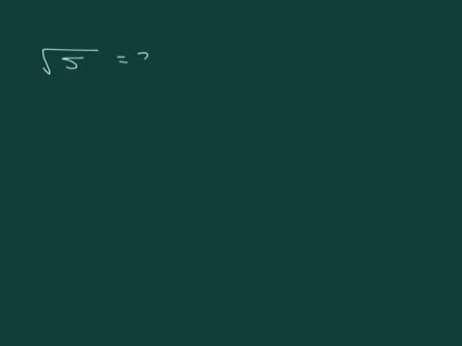And we get a number, 2.236067978, and it goes on forever and ever and ever. And that's what an irrational number does. It goes on forever and ever and ever.